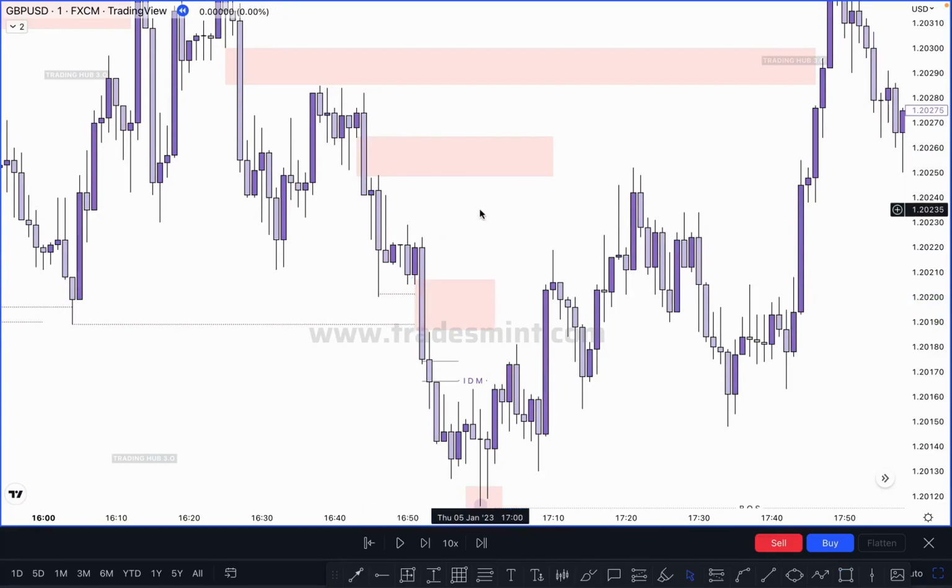But these imbalances are not valid. These 2 imbalances are invalid. Why? Let me show you the exact reason. Because the previous candle high was taken out by this move, it means this is our highest candle before this drop. So this candle low is here, right? And this move is already mitigated by this move. So there is no imbalance here.